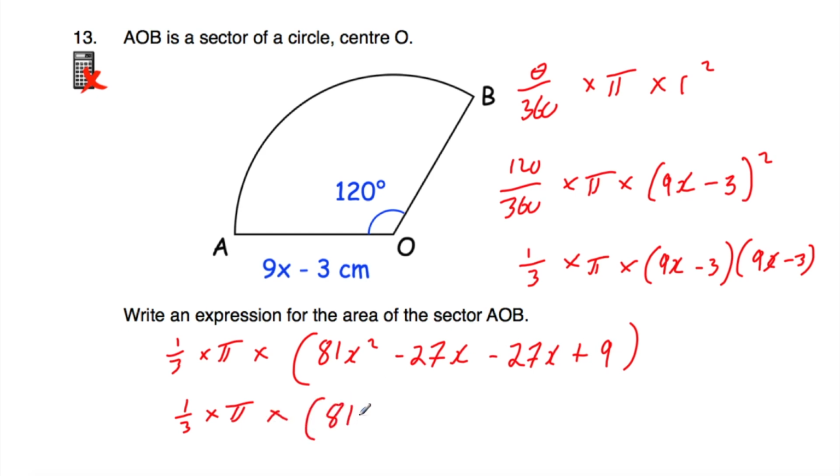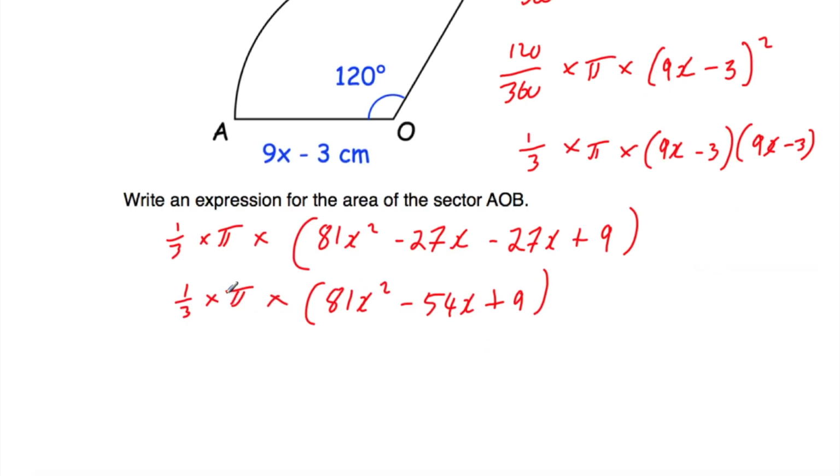out. So we've got 81x squared. And then minus 27x, take away another 27x, would be minus 54x. And then we've got plus 9. Close brackets. Okay, so we've now expanded our brackets. We're now going to multiply by pi and also multiply by a third.